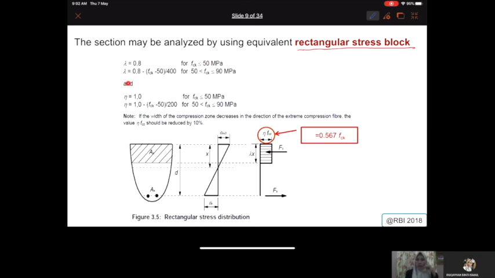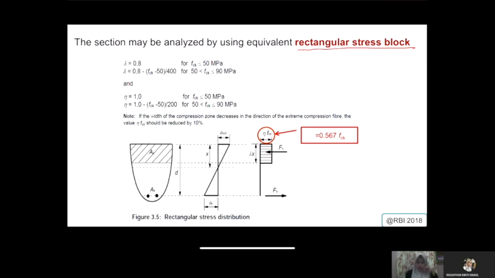Okay, one question: what is actually the lambda value? If you look here at your stress block, this is your lambda value. The lambda value is actually the height of your stress block, whereby you will see the area that is for concrete, or for the compression zone.